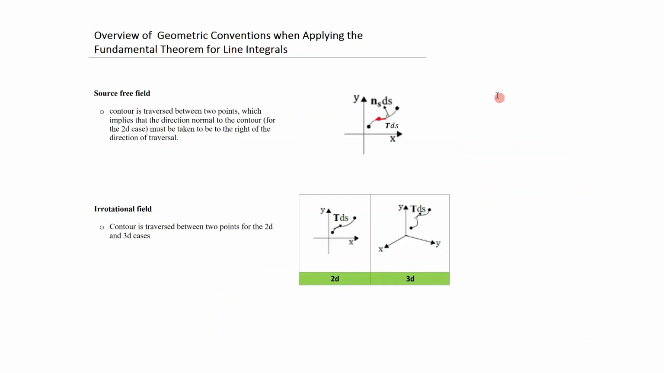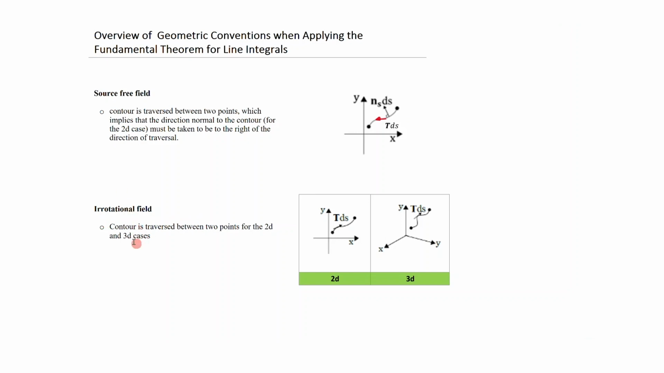Now for line integrals, and we're not going to be dealing with this in class, but just very quickly talk about it. We have basically a source-free field, and we have an irrotational field. And so for the source-free field in 2D, we're looking at just a line segment here. We're following this line segment, and we look to our right when we're basically traversing a closed contour. So this is a differential surface. And so this is, again, convention-wise, you always make sure it's pointing to the right.